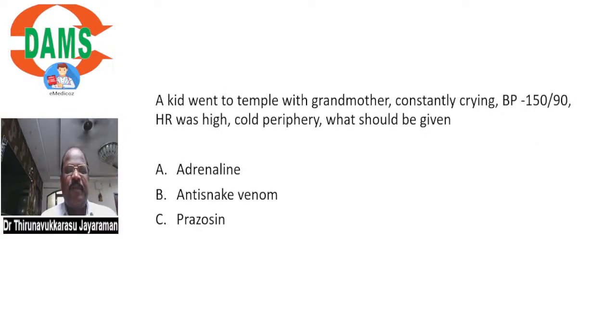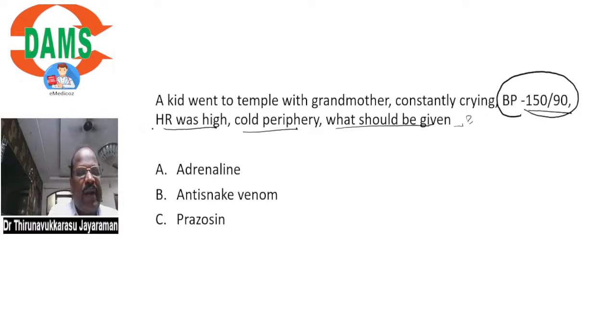A kid went to temple with grandmother, constantly crying. BP 150/90. BP was high, heart rate also high, and cold periphery. What should be given? I think this question is almost an easy question. See, the baby is crying, BP increased, heart rate increased, and cold periphery.